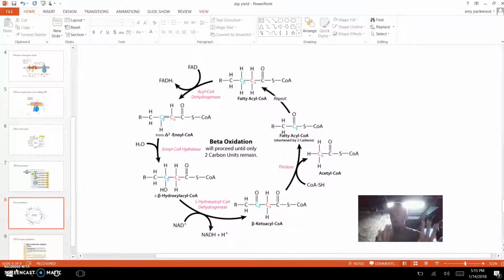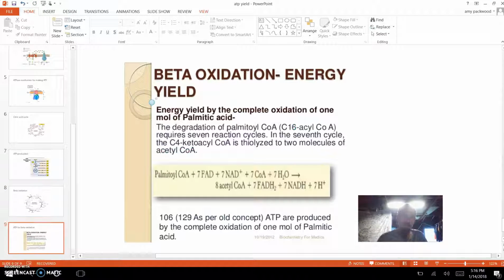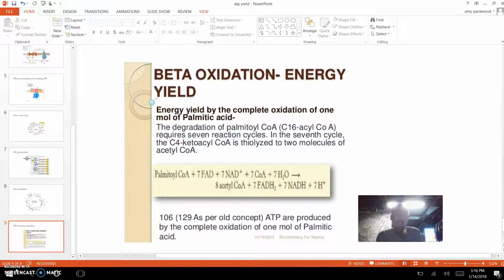Now, times that by 3. So we got 31 NADH times 3, which gives us 93. And then you get 15 FADH2s times 2, which gives us 30. And then you get a grand total of 130 ATPs. The diagram that I put here shows a different diagram, but that's kind of how I want to finish with this.